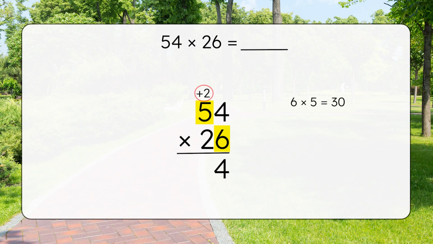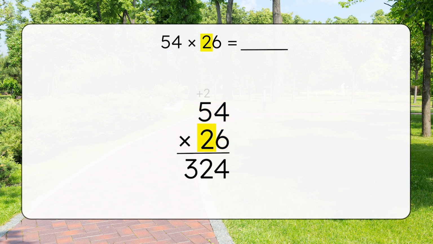And what do we do with the regrouped 2? We add it. 30 plus 2 equals 32. Since we're done multiplying 6 by 54, we can record 32 as part of our answer. So we've multiplied 6 by 54. What else do we need to multiply by 54?